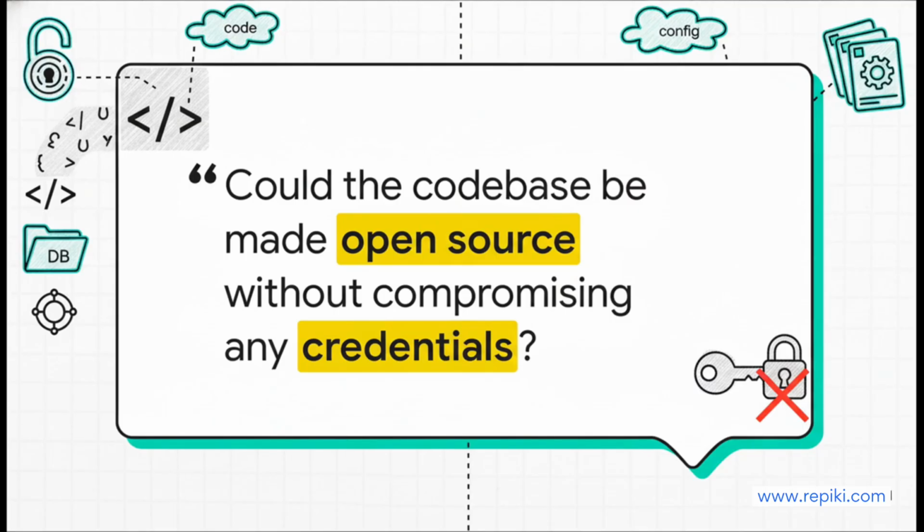Just think about it for a second. Could you make your code public on GitHub right now without leaking a single secret? If the answer is no, it means sensitive stuff like API keys or database URLs are all tangled up in your code, and that is exactly the problem that externalized configuration is designed to solve.